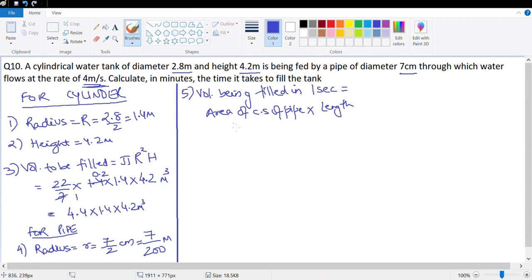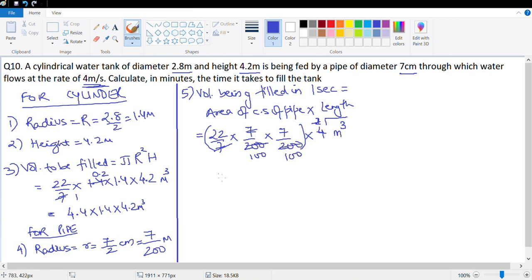So area of cross section of the pipe, which is a circular pipe, would be pi r square. So this would be 22 upon 7 into r, that's 7 upon 200, 7 upon 200 into length. So this is pi r square multiplied with length. Length is 4 meter. So this volume being filled is in meter cube. So 7 and 7 get cancelled. This is 2 into 2, 2 into 100, 2 into 1, 2 into 100.